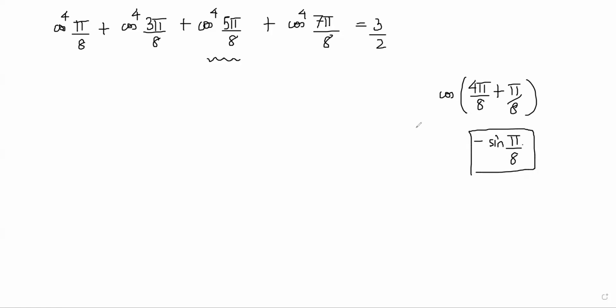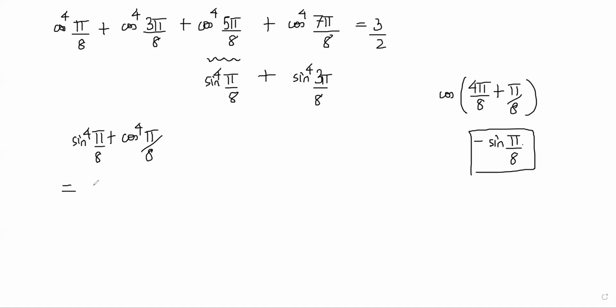Cos to the 4 of that angle is sine to the 4 pi by 8. And similarly for sin pi by 8, we can say it's sine to the 4 3 pi by 8, the 7 pi by 8. Then sine to the 4 pi by 8 plus cos to the 4 pi by 8 is sine square pi by 8 plus cos square pi by 8 the whole square minus 2 sine square pi by 8 cos square pi by 8. 1 minus 2, yes.